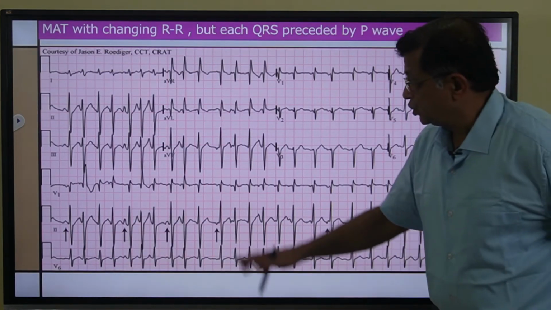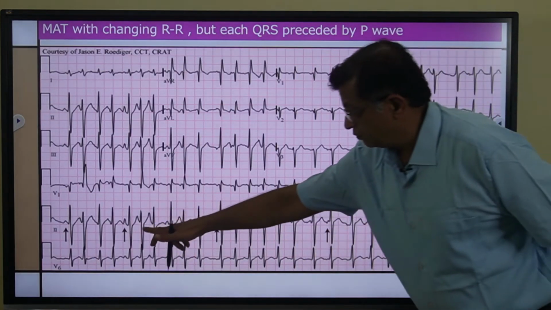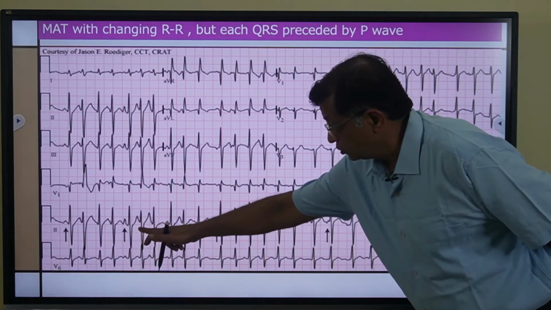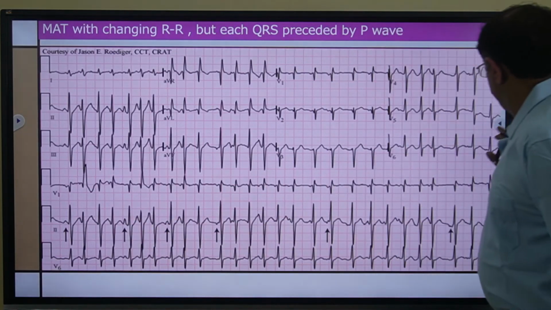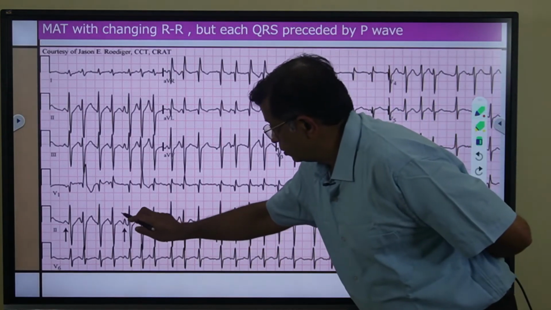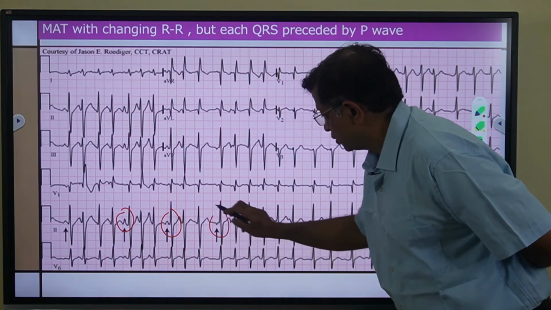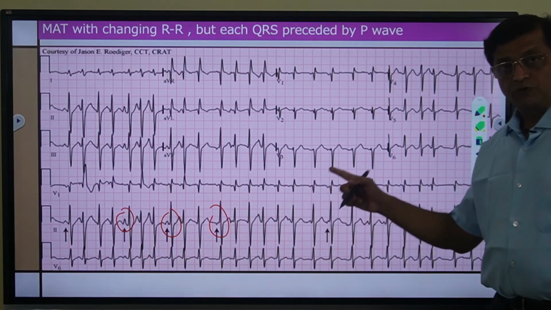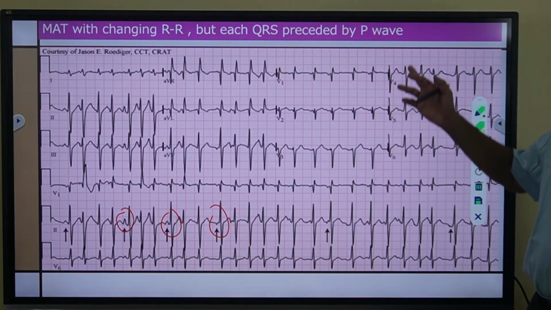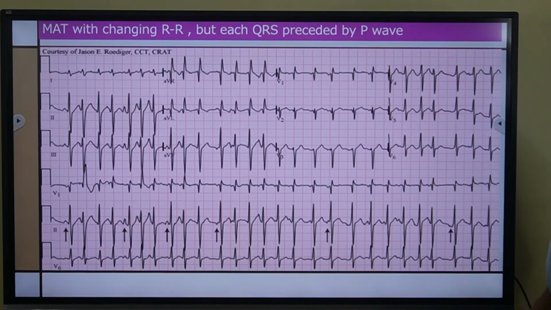Now what do you see? This is looking like an irregular rhythm, but you see P waves. The P wave morphology, however, is showing more than 3 types. This is one P wave, one shape. This is another shape. This is the third shape. So at least 3 different shapes of P waves, and the atrial rate is definitely more than 100. So this is likely to be multifocal atrial tachycardia.